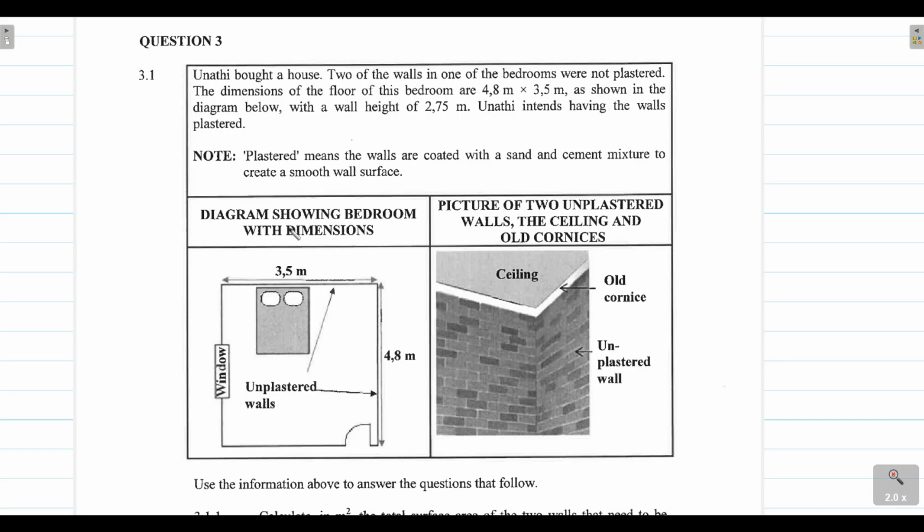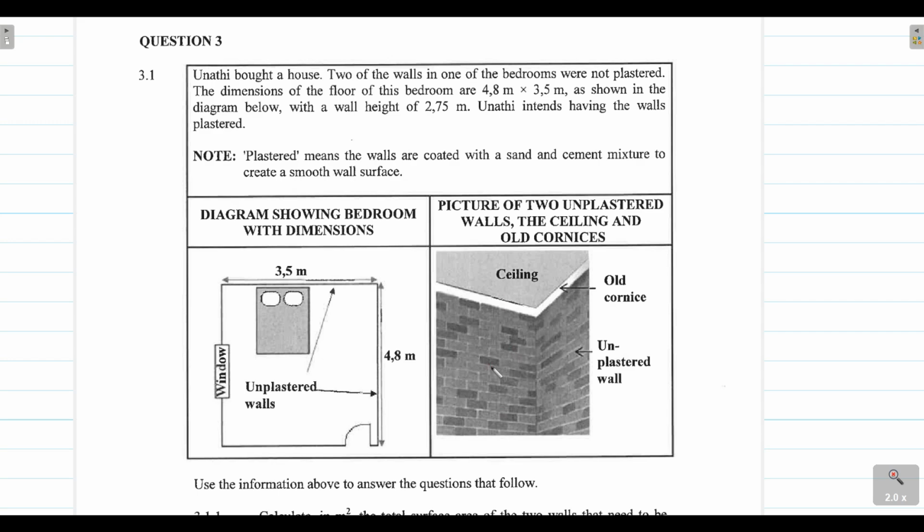So here we've got the diagram showing the bedroom with the dimensions, and then these are the two unplastered walls. So on this side we're not going to really worry about those sides. We're just going to be focusing on the unplastered walls, most especially when we want to determine the volume of the plaster that has to be applied to these walls.